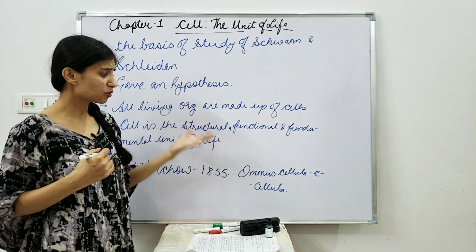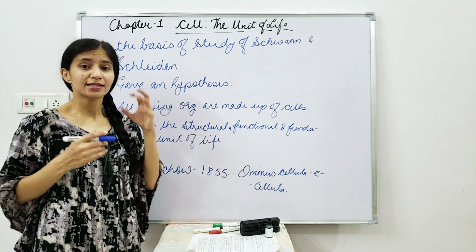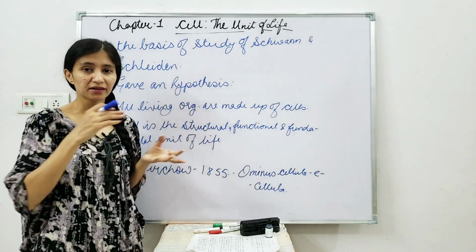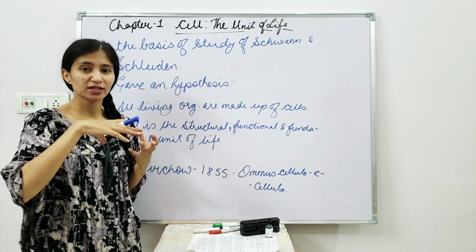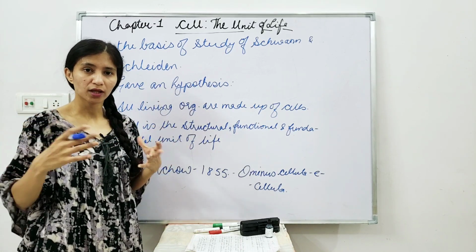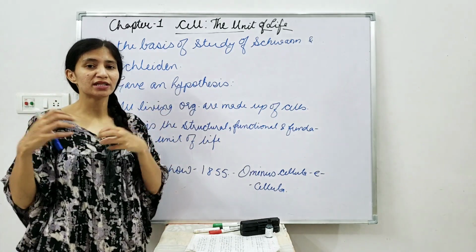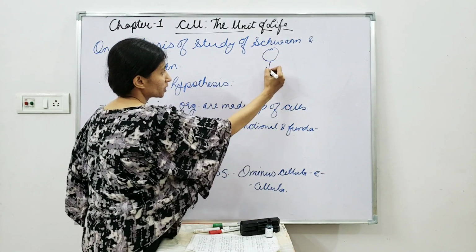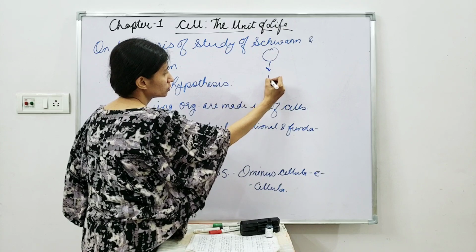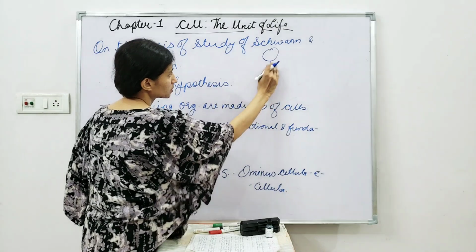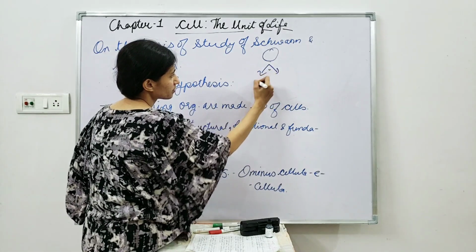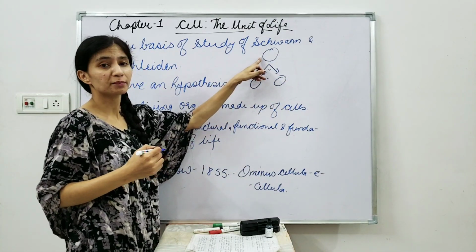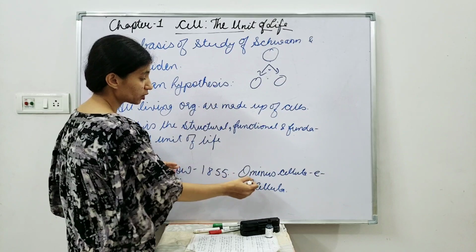Omnis cellula e cellula, and the meaning of this is that cells arise from pre-existing cells. Okay, there is already a cell. That cell, before dying, will divide into two parts, and those new cells will arise from the pre-existing cell. Like suppose there is a cell, what it will do is divide into two cells. This cell will divide into two cells. So the cell arises from pre-existing cells. Okay, that is the meaning of this.